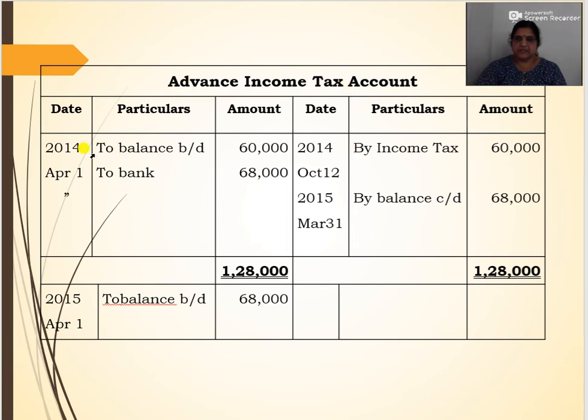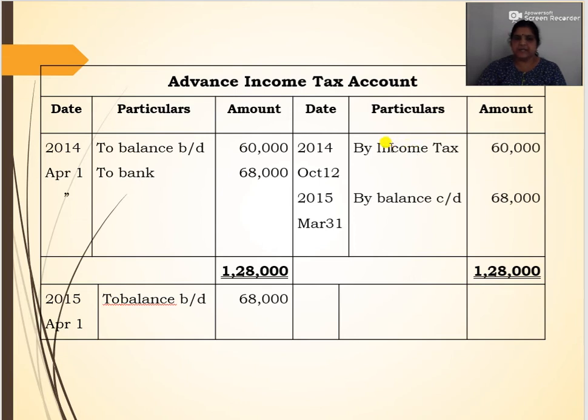Advance income tax, to balance. So this is an asset, that is advance payment. So this is an asset, to balance brought down rupees 60,000. Then it will be closed, that is once the assessment is over, it will be closed by transferring to income tax account. So the 60,000 rupees is closed by transferring to income tax account.